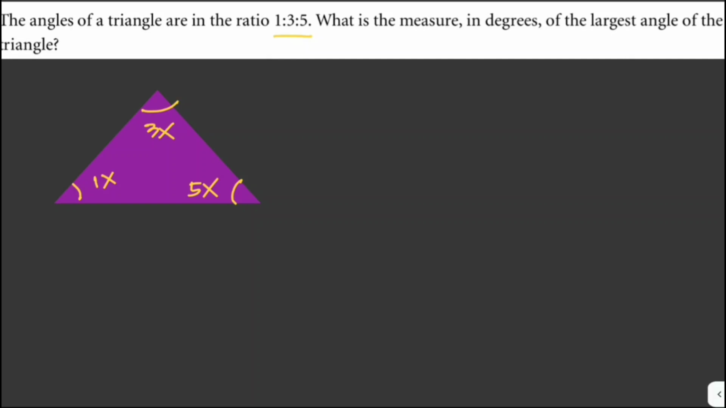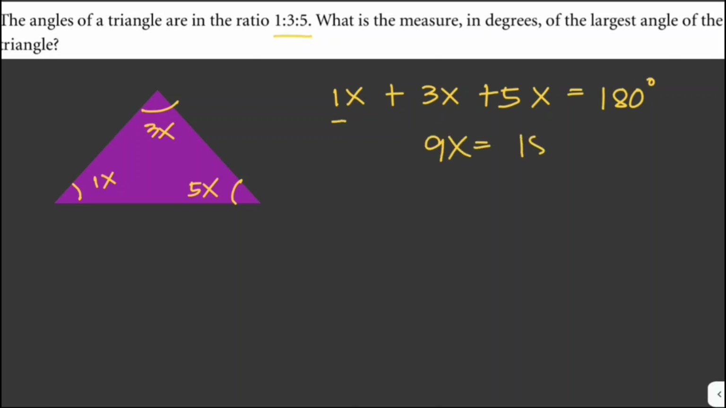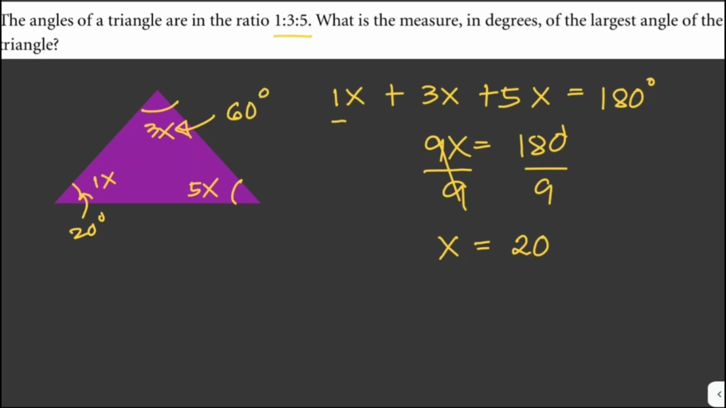Then we can just add them up to solve for the value of x. So that would be 1x plus 3x plus 5x equals 180 degrees. So this is 9x equals 180. We divide both sides by 9. Then x is equal to 20. Therefore, the angles of the triangle measure 20 degrees, this one is 60 degrees, so 3 times 20, and this one is 100 degrees, 20 times 5.